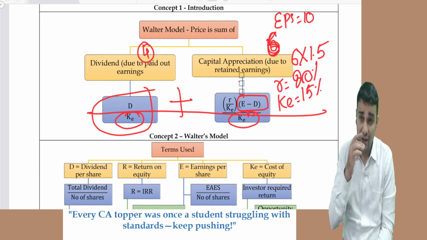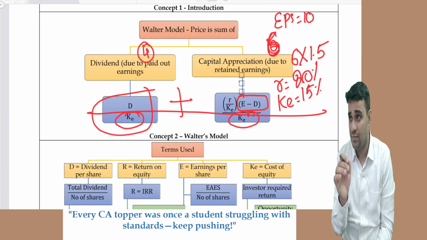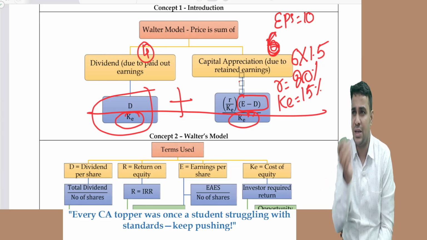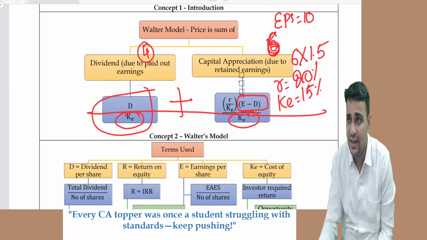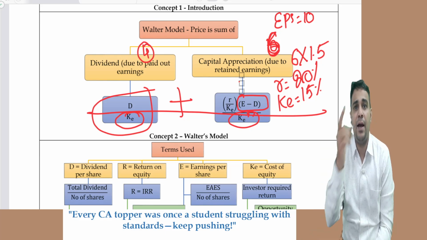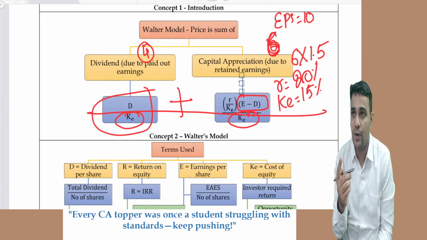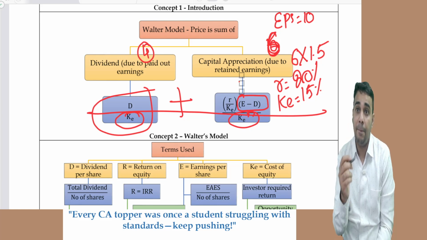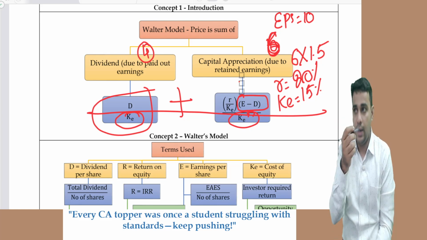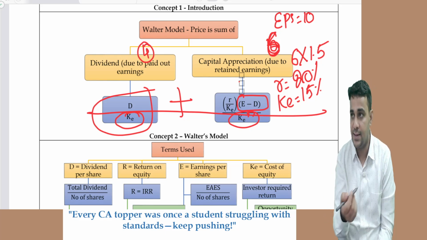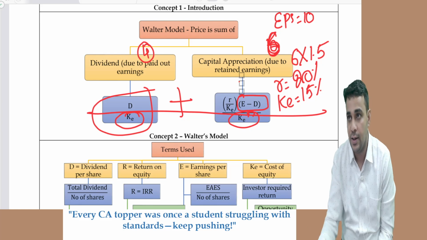If we assume R and KE are the same, there's no point in doing all this calculation. It's directly E by KE, because the multiplier will be one time only there. If the multiplier is more than 1 or less than 1, splitting makes sense. Otherwise, there's no point in splitting. So, what is the formula?